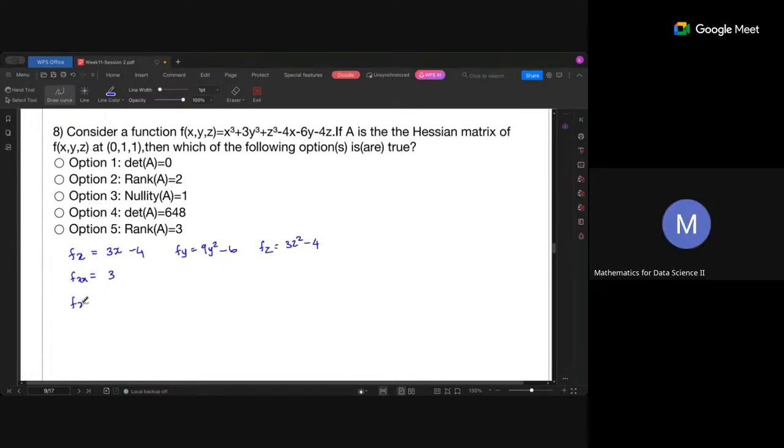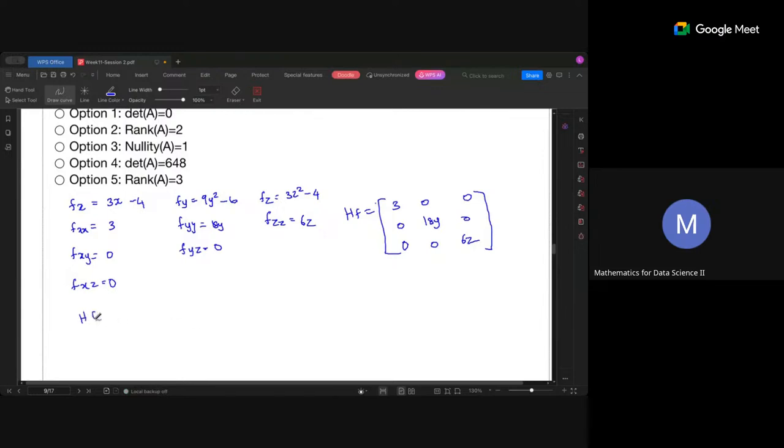And what is fz? 3x squared minus 4. Now what is fxx? 3. Okay, and what is fxy? 0. And what is fxz? 0. Now what is fyy? 18y. And what is fyz? 0. And what is fzz? 6z. So is this sufficient to construct the Hessian matrix? Yes. So Hf is 3, 18y, 6z on the diagonal, and then xy is 0, xz is 0, yz is 0. Now what is the Hessian matrix at 0 comma 1 comma 1? 3 0 0, 0 18 0, 0 0 6.